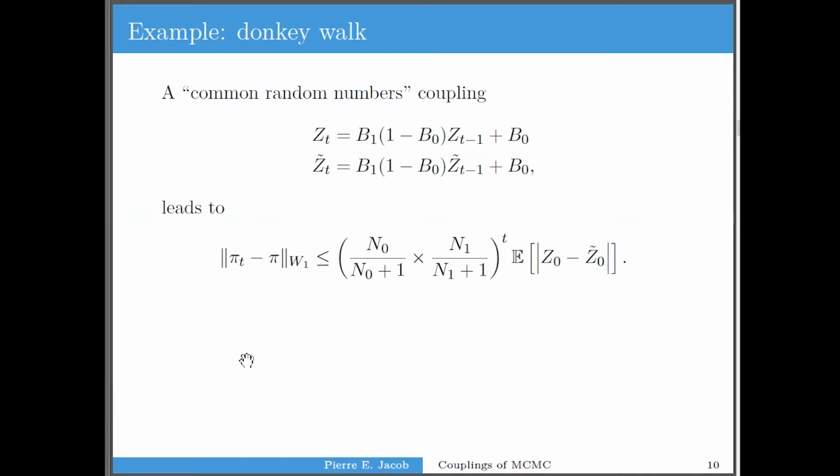And then we evolve them both with the same random inputs, so the same beta scalings. And then it's very easy to compute the expected distance between the two at time t. It's a simple calculation of expectation of beta random variable. So really in a few lines, you end up with a very precise form of an upper bound. You can see it's very explicit in the parameters n0 and n1. Here on the Wasserstein 1 distance between pi t and pi. There's also a term on the right-hand side, the expected distance at time 0, which here is easily bounded by 1 because the 2 donkeys are in the interval 0, 1.